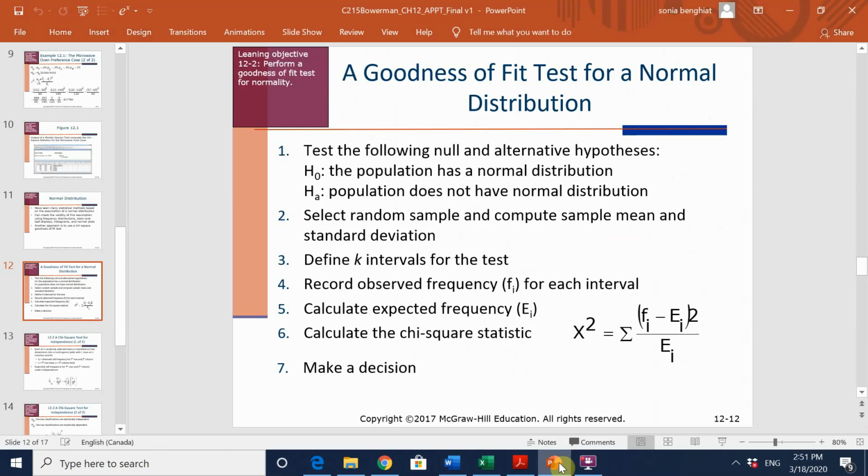And so that is all for goodness of fit test. I'm going to continue in the next video on using the chi-square test to test for independence of random variables. Okay, thank you.